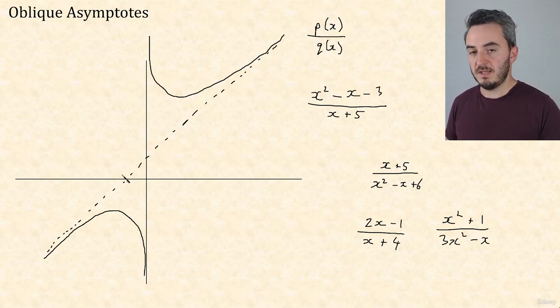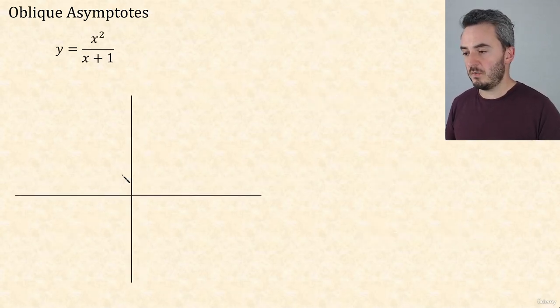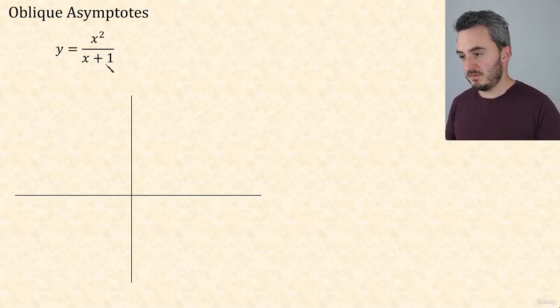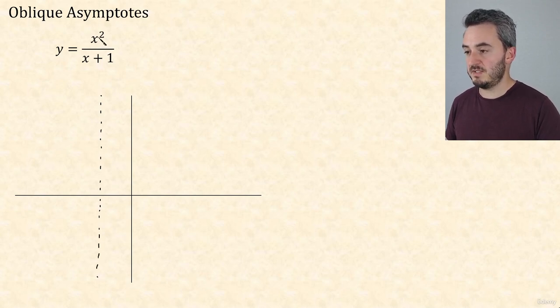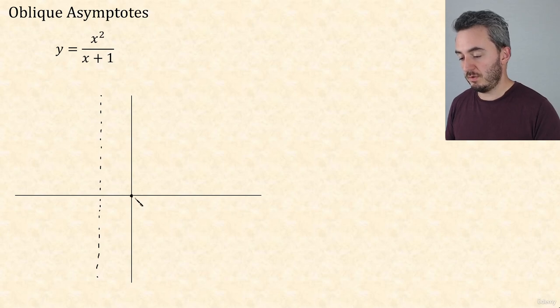diagonal oblique asymptotes. So let's look at how we find out what the equation of these asymptotes are. So let's start with this one here. We can already figure out, by the way, what the vertical asymptote is, it's going to be x equals minus 1. And we can figure out other things too. For example, I do know that the x-intercept and the y-intercept are both 0, because when x is 0, y is 0. So it does go through the origin.